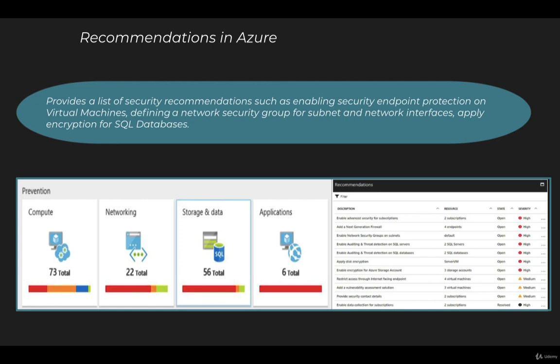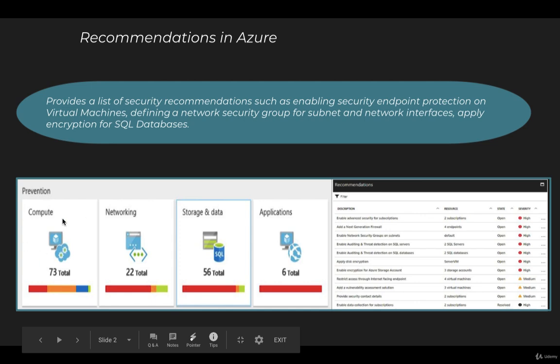Examples of recommendations include enabling endpoint protection on virtual machines, defining network resources, and applying encryption for your SQL databases. All these are recommendations. Like I discussed in compute, these are segregated on the basis of compute, networking, storage, and applications. Examples are: enable advanced security for subscription, add a next-gen firewall, enable a network security group for a subnet, and apply disk encryption. All these are recommendations.